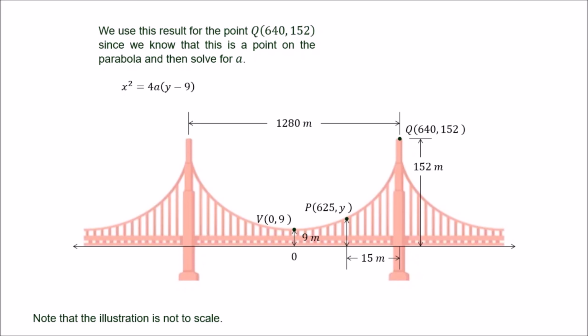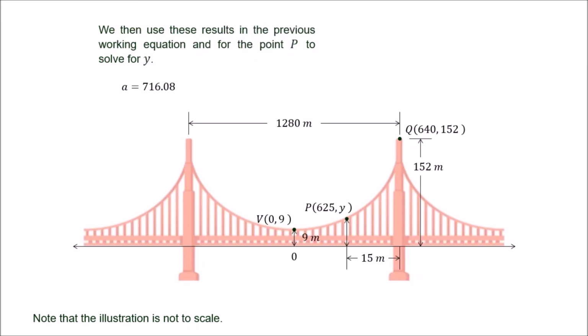We can now solve for a. We plug in the coordinates of Q in our working equation. Then we have 1,280 divided by 2, which is the 640 coordinate of Q, squared equals 4a times (152 minus 9). Solving for a, we have a is about 716.08 meters.